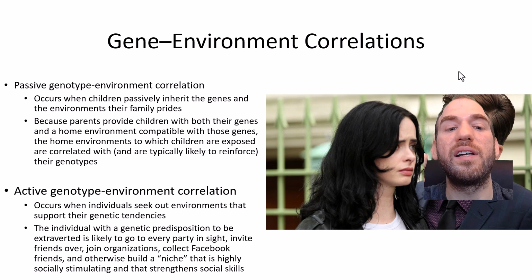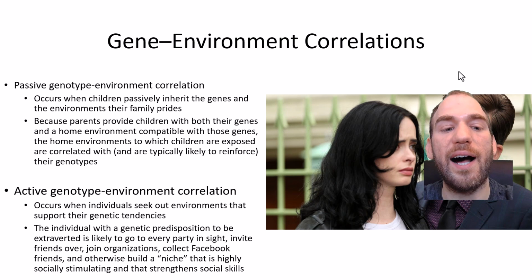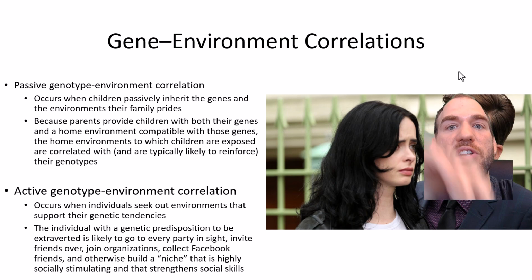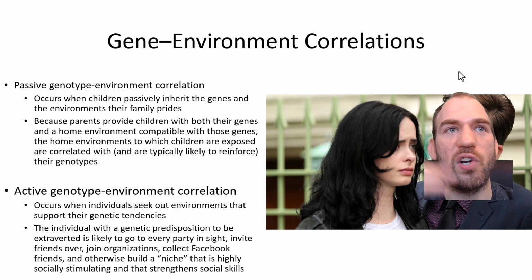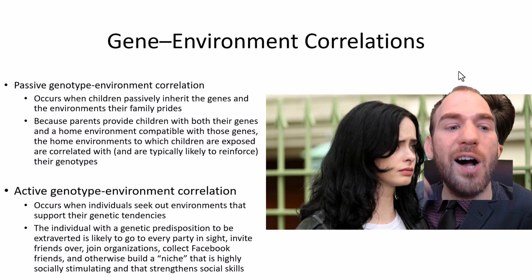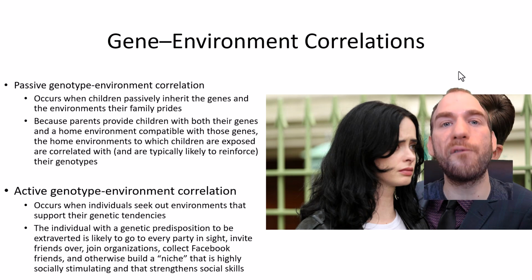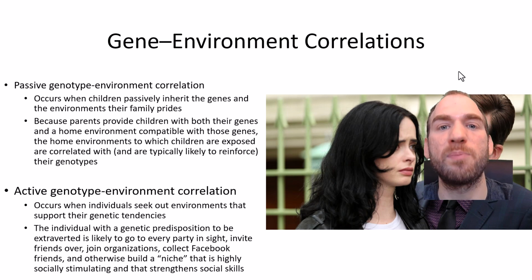And in the case of active genotype environment correlations, we are actively seeking out environments that allow us to genetically express those extroverted predispositions. That is, the environment supports our genetic predispositions. So say again, I inherit from my family some kind of genetic predisposition for extroversion. Well, now in an active scenario, I am seeking out environments that contribute to the expression of that extroversion predisposition that I inherited.